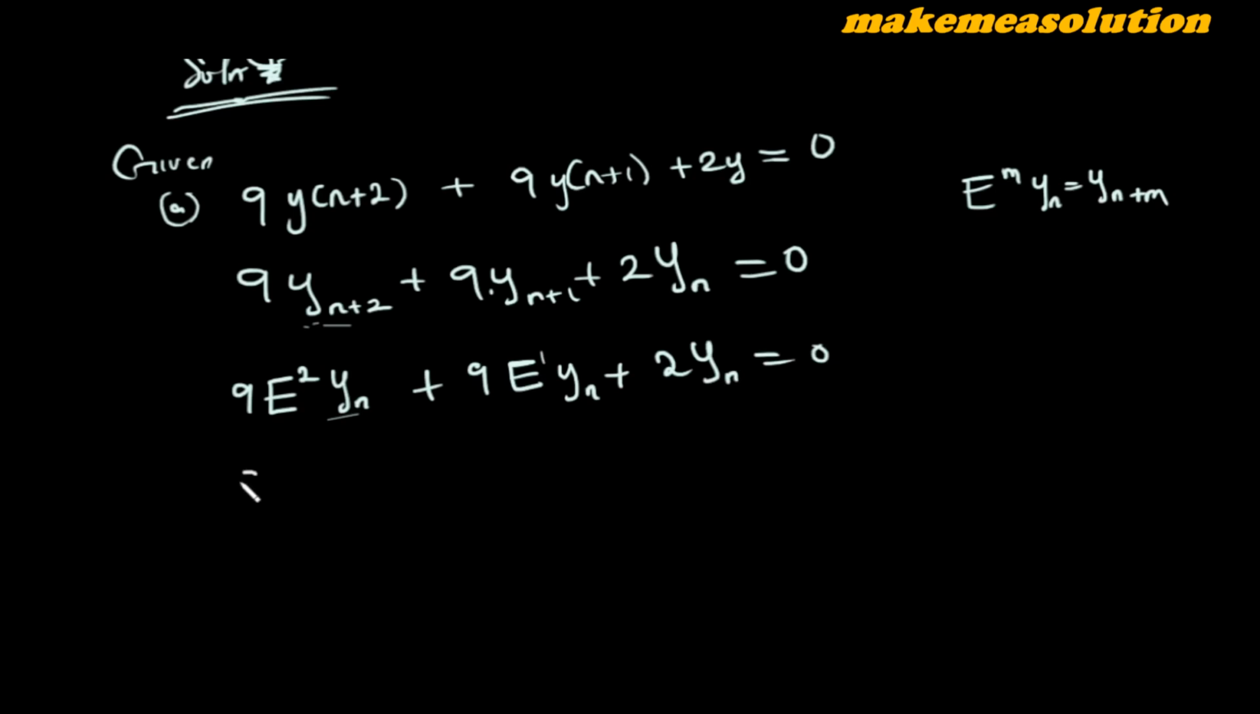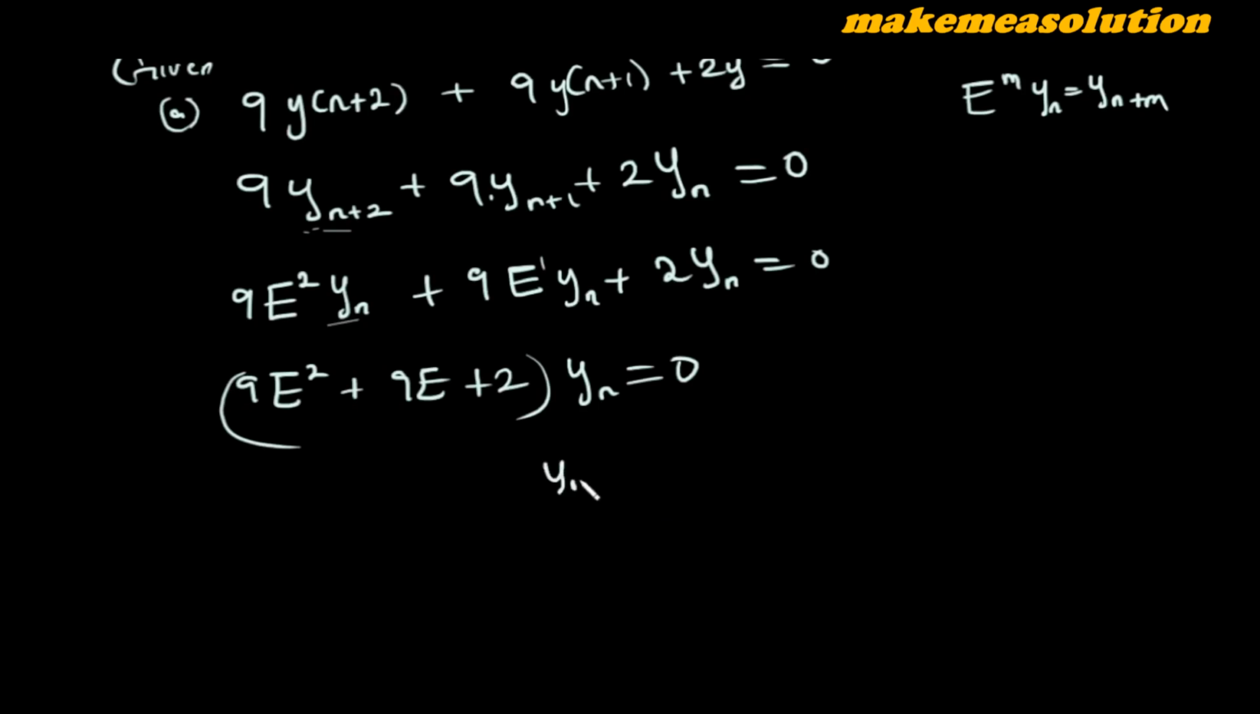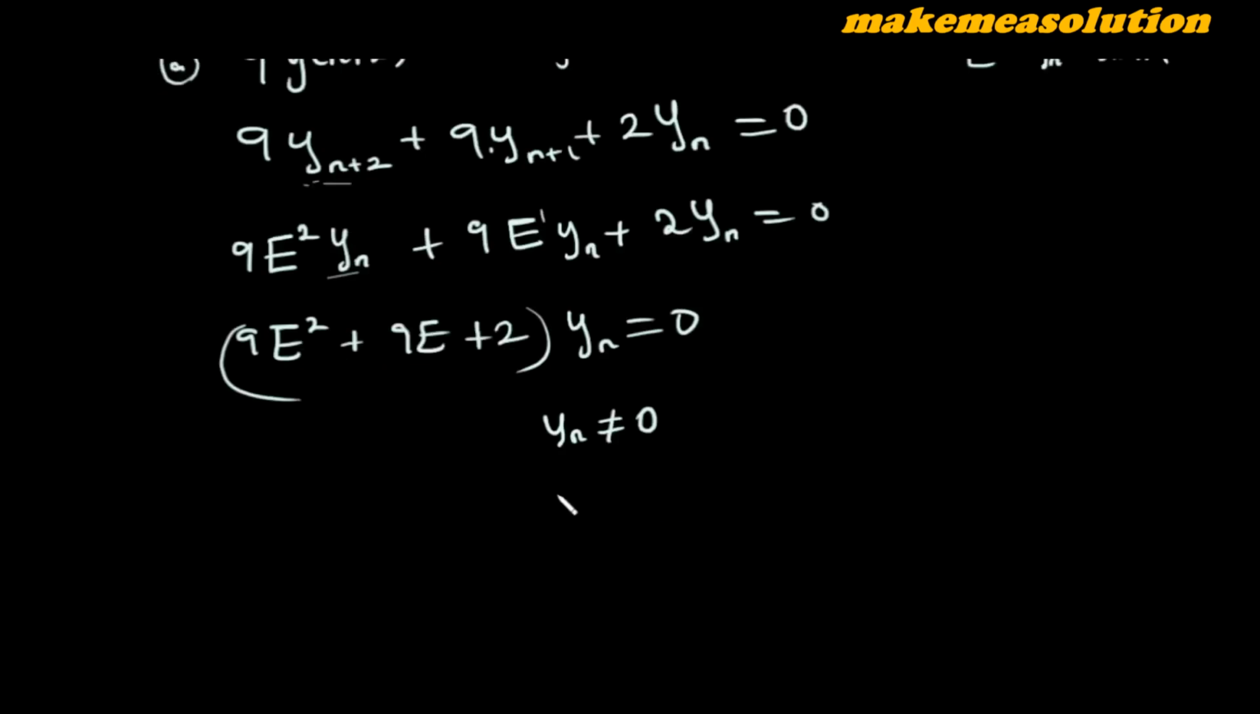So you can now see that you will have (9E^2 plus 9E plus 2) on y_n equal to 0. Then y_n should not be 0, because we want to find the solution. Therefore, we have to consider this, and this is called the auxiliary equation.